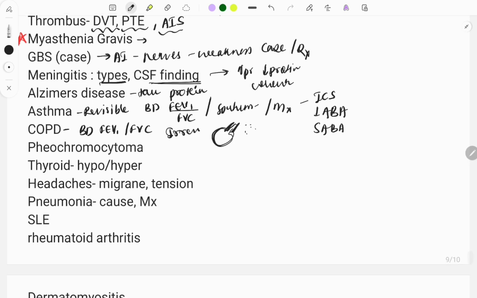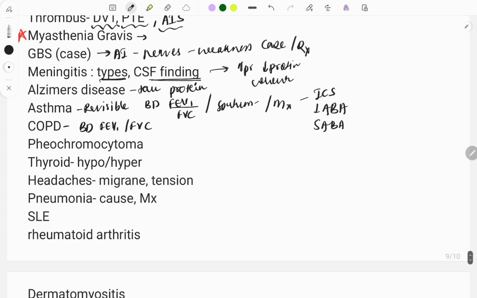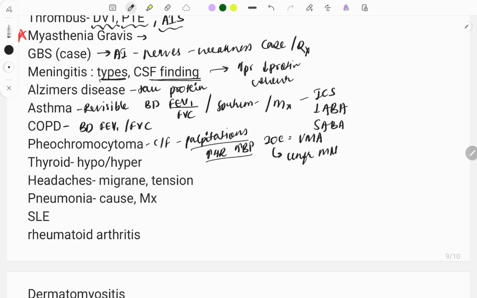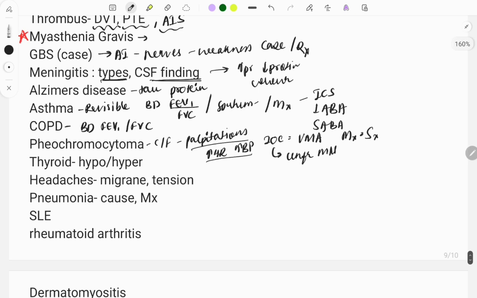And moving on to the pheochromocytoma, questions are asked mainly on the clinical features, which are like the palpitations, increase in the heart rate and the BP, and what we will do for the investigation of choice. For the screening, we will do the VMA in the urine, and for the diagnosis, we will do the unfractionated metanephrines in the urine, and for the management, we will usually do the surgical management. Okay, so these are the certain points you need to remember from the pheochromocytoma.